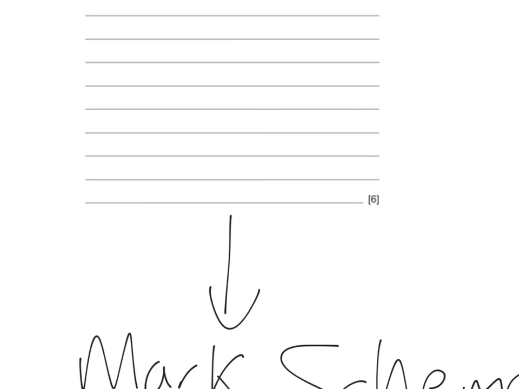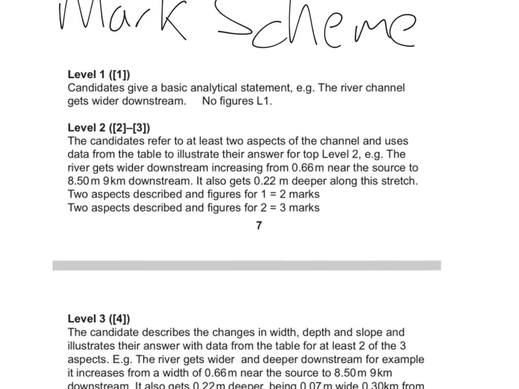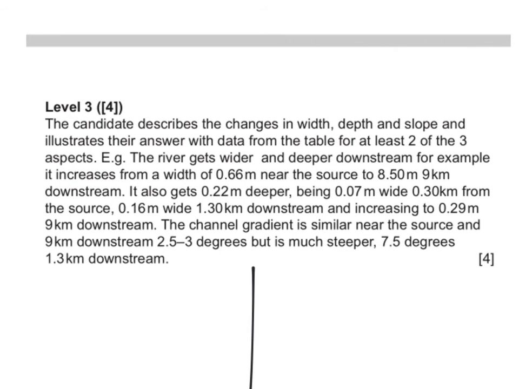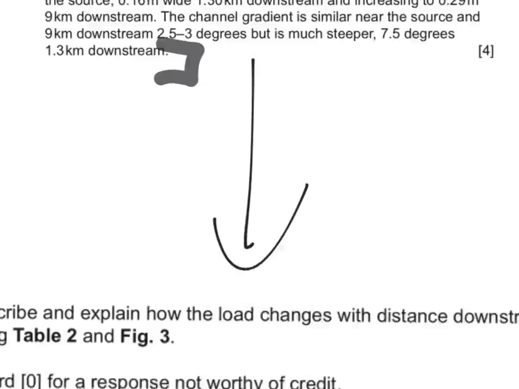Okay, if you've written your answer, you can now have a look at the mark scheme. So for the first question, we can see here this is what they're looking for with regards to a level 3 question. The candidate describes the changes in width, depth and slope, and illustrates their answer with data from the table for at least 2 of the 3 aspects. I would always just do all of them because it's easier. And then you can see from here down to here, this is what an example answer would look like. So make an assessment of your answer. Does it meet the requirements of a level 3? And give yourself a corresponding mark.